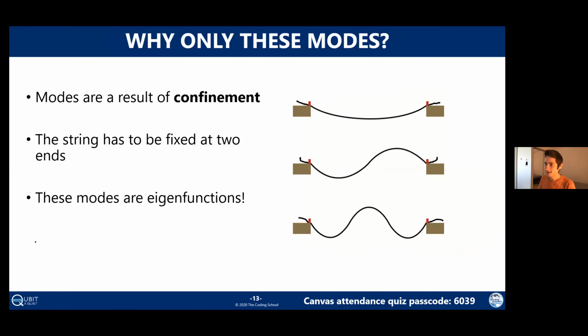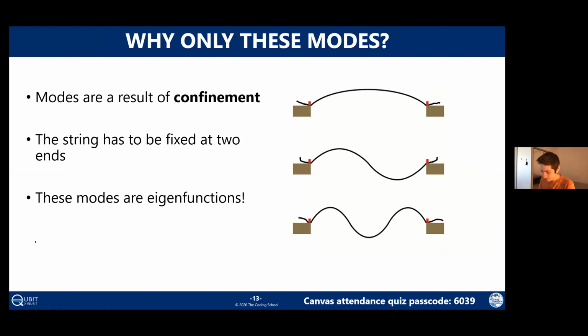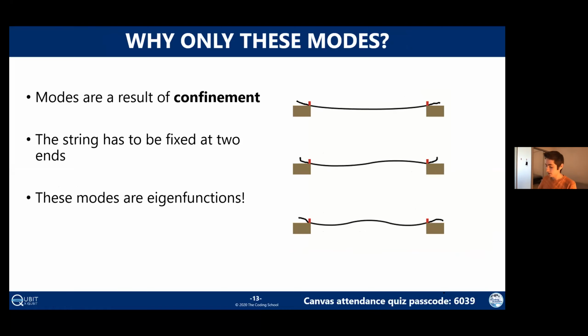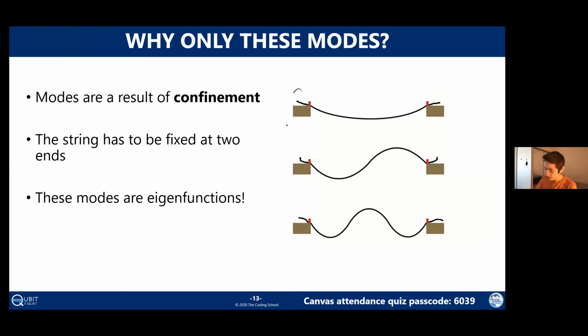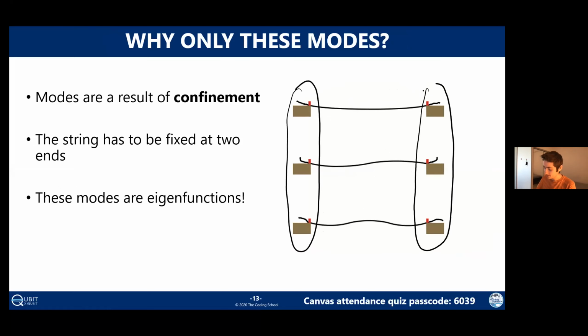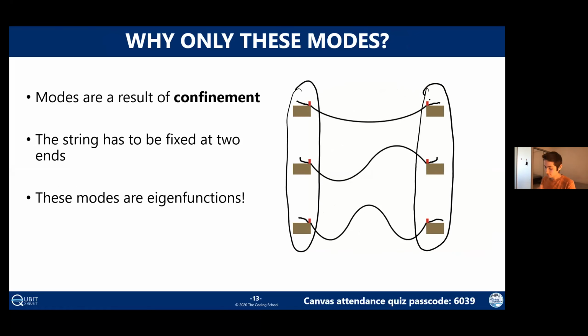So the answer to that is confinement. And this is the sort of fundamental principle of why quantum mechanics exists, really. So all these different modes, they're a result of confining the oscillation of the string between 2 points, right? So in all of our diagrams here, the common element is that they're fixed on their 2 sides. They are confined to this one little area in which they can vibrate.